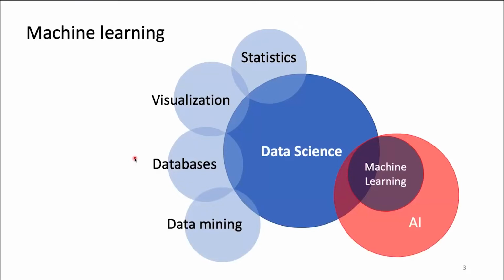And so, what is machine learning? Depending on who you ask, you might get a different answer. So my definition is like this. Machine learning is a subset of artificial intelligence. AI includes machine learning and also robotics, which also encompasses the term AI. It intersects with data science, which is a combination of statistics, data visualization, databases, and data mining.